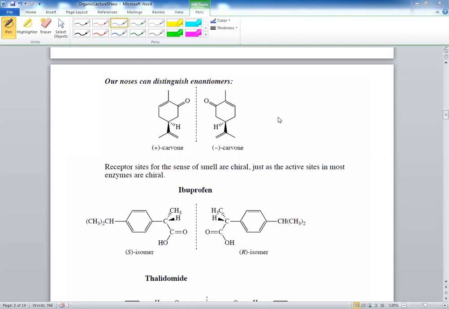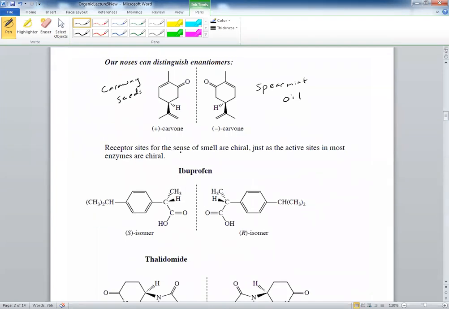And if you take a look at these, you'll notice that this one right here, we'll talk about this later. What does this minus and the plus mean? This would actually be spearmint oil. And this one is actually from caraway seeds. The only difference is the arrangement of atoms here. They're mirror images, but they are not superimposable. By the way, receptor sites for the sense of smell are chiral, just as active sites in most enzymes are chiral.